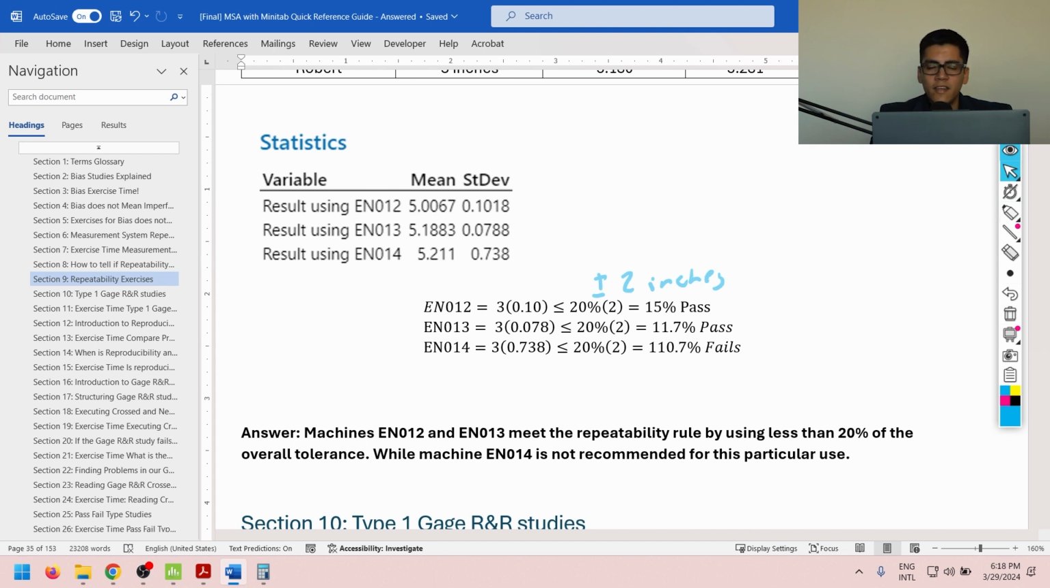However, as quality engineers, we must ask ourselves, are EN012, 013, and 014 the same type of machine and the same model? Because if they are, we would have expected them to behave the same. This sometimes gives us a red flag that something might be off with machine 14, and it might be worth sending it over into maintenance for them to check if some components are not damaged or some sensors are not miscalibrated.